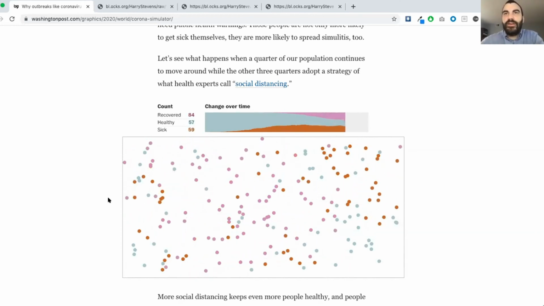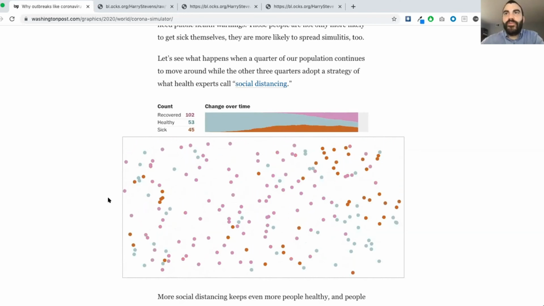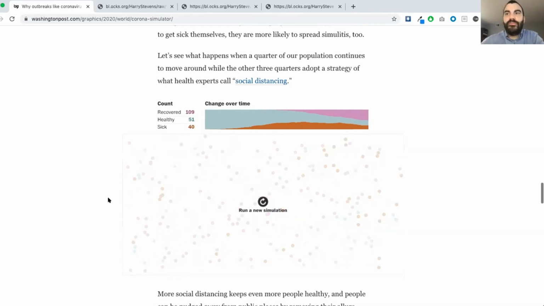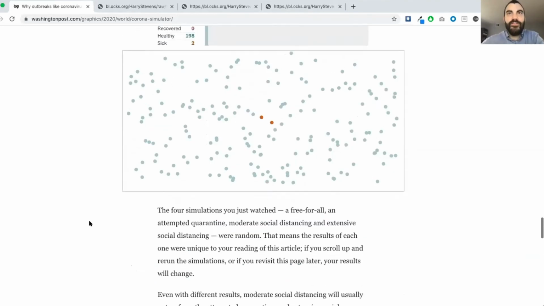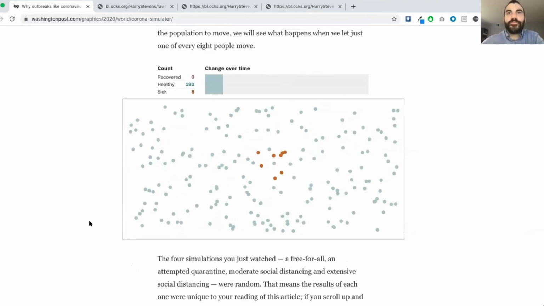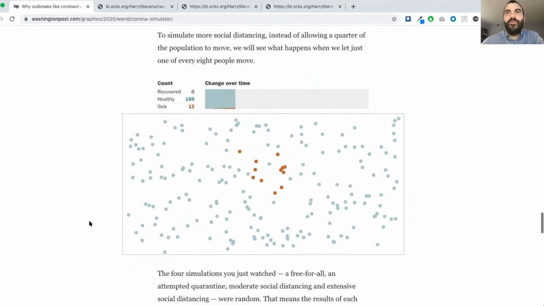And then I wanted to show that some social distancing is good, but even more social distancing is better. So now only an eighth of the dots can move, and you have a much better outcome in terms of how many people get sick.